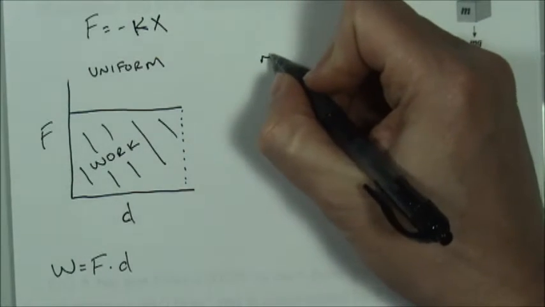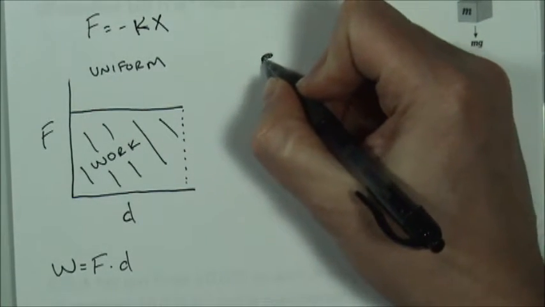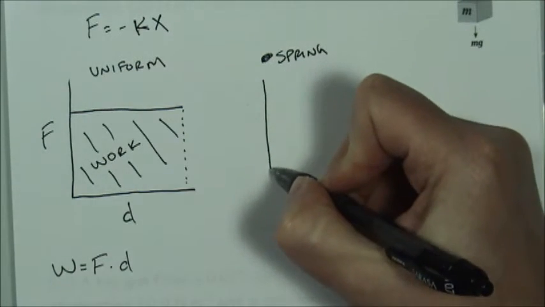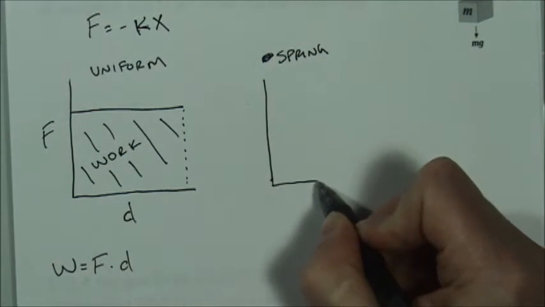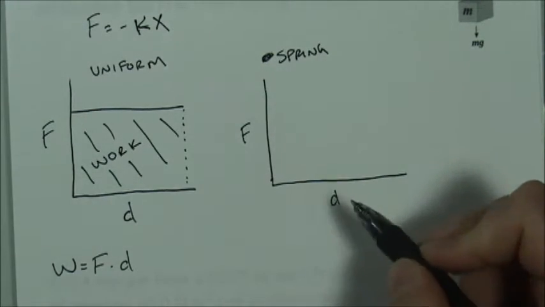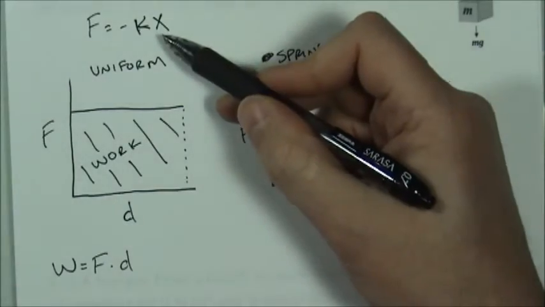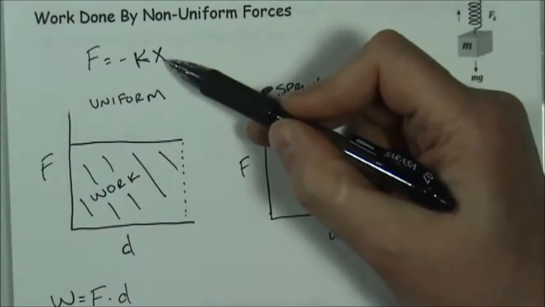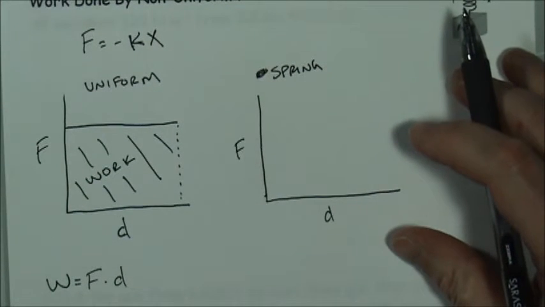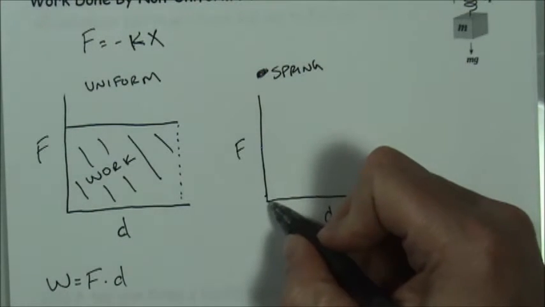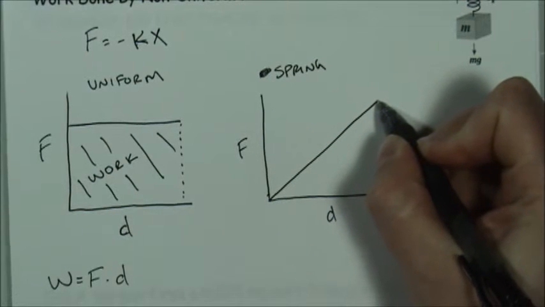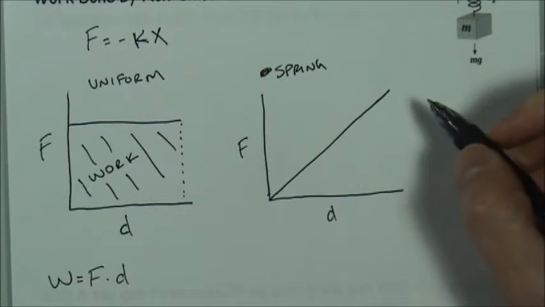On the other hand, for a spring, the F versus D graph looks a little bit different. And for our purposes, when I say D, that's the same thing as the X up here. So the displacement that we're talking about right here is the same as the D. And essentially the way an F versus D graph looks is a straight line like this.